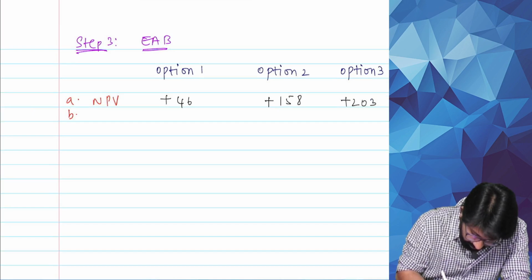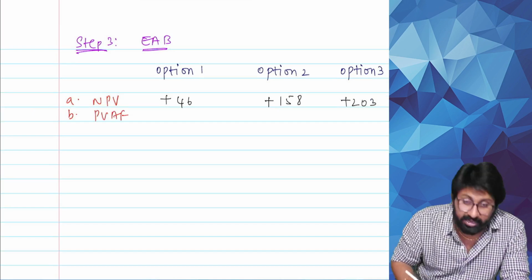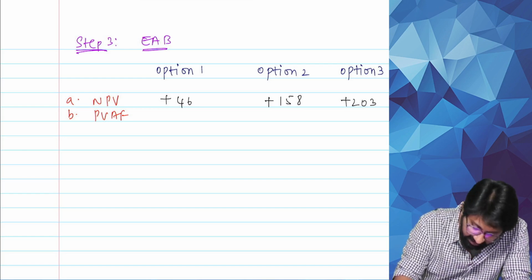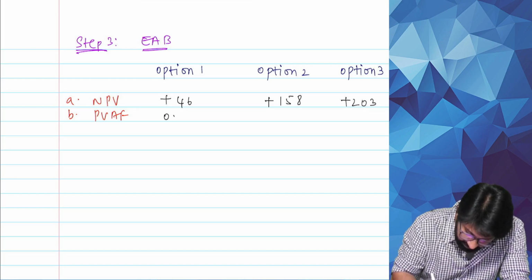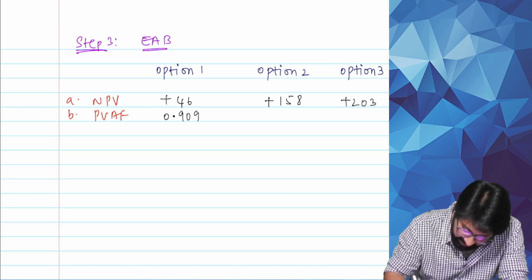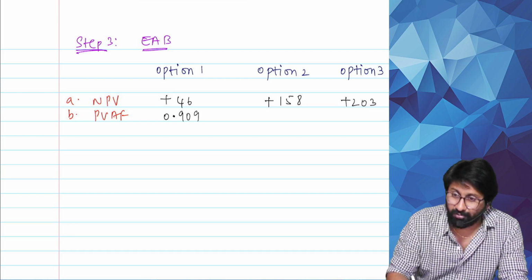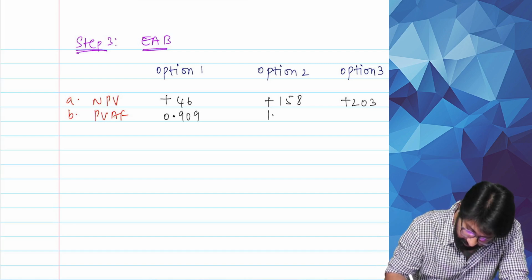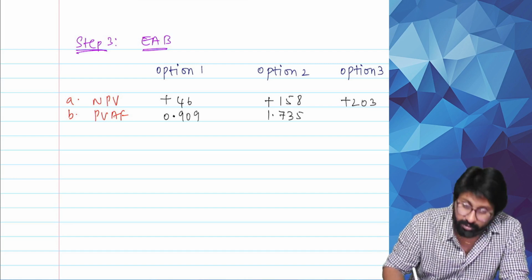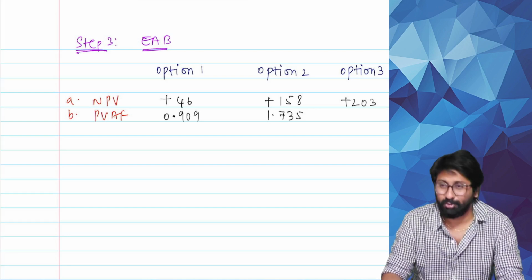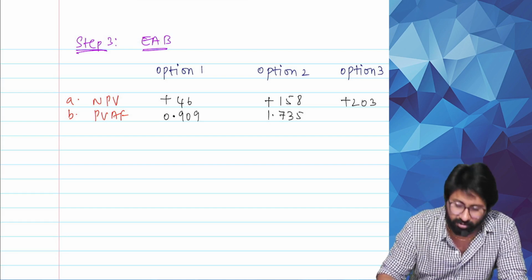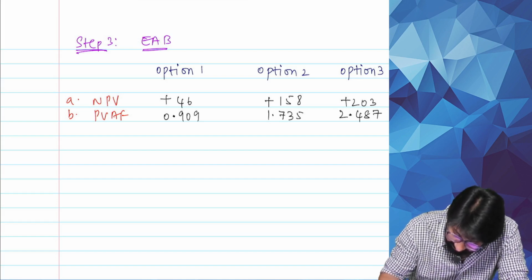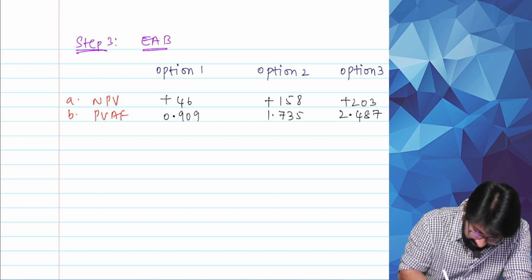B. What is the PVAF? For option 1 there is only 1 year. What will be the answer for the PVAF? 0.909. Next, 0.909 plus 0.826. How much? Don't just copy, everyone do it on your own. How much? 1.735. Okay.